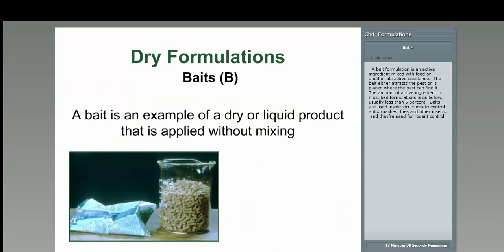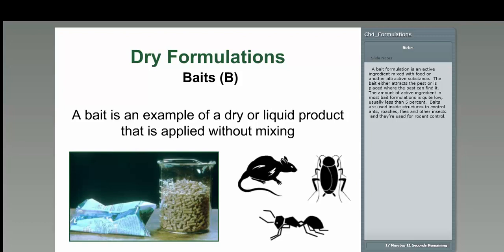A bait formulation is an active ingredient mixed with food or another attractive substance. The bait either attracts the pest or is placed where the pest can find it. The amount of active ingredient in most bait formulations is quite low, usually less than 5%. Baits are used inside structures to control ants, roaches, flies, and other insects, and they're used for rodent control.